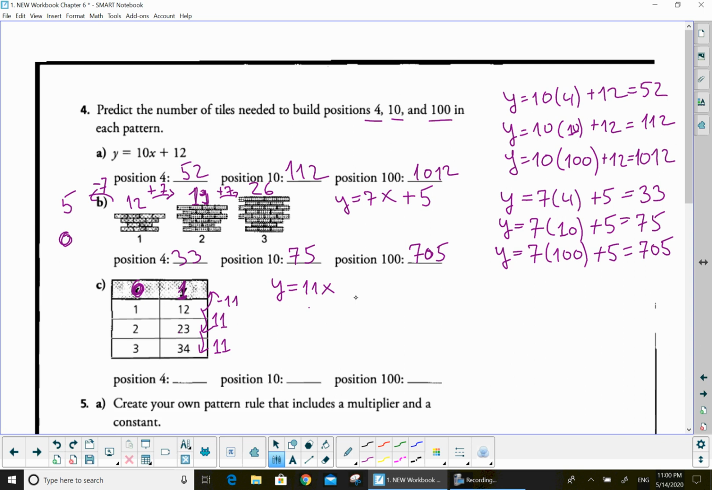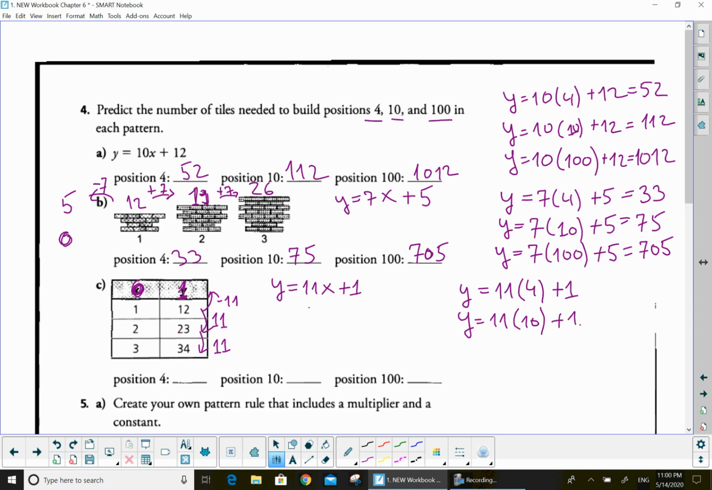And if you want to find what the constant value is, just go backwards. This is going to be my 0, so I'm going to subtract 11, and I'm going to get that the constant is 1. There we go, so plus 1. And that's it. Same process again.